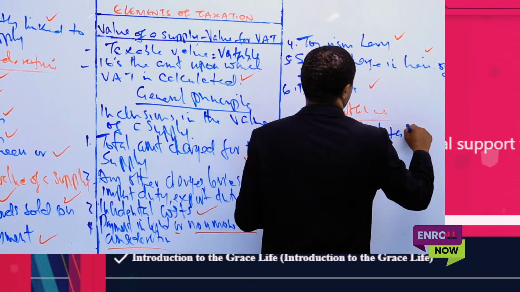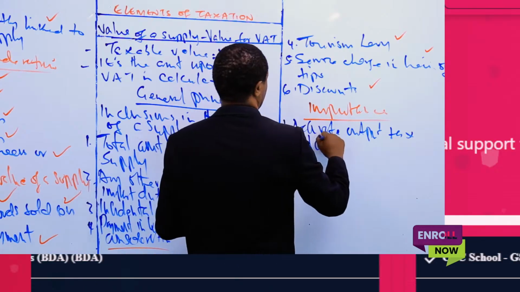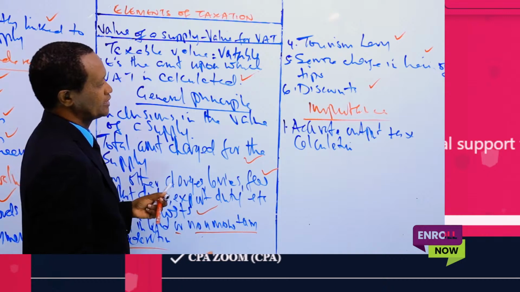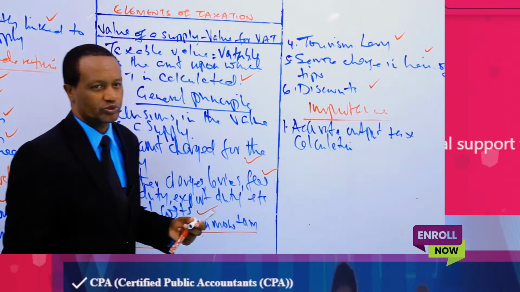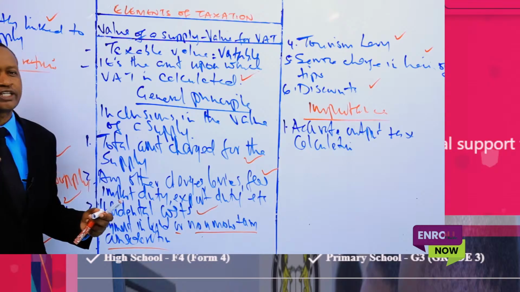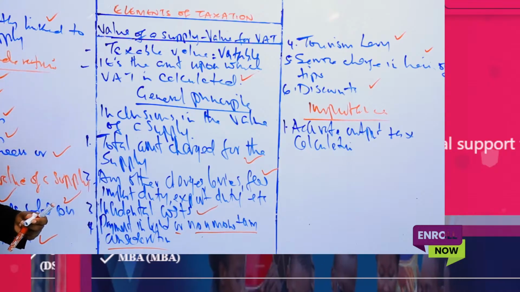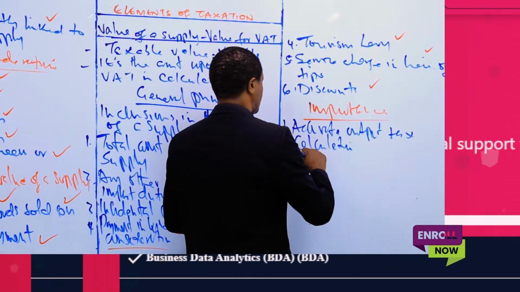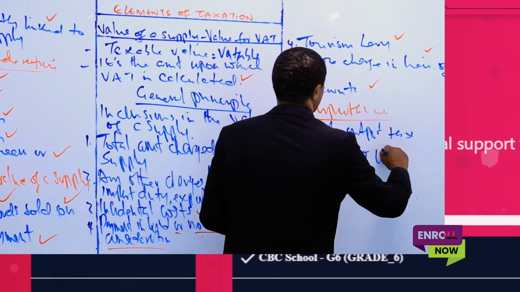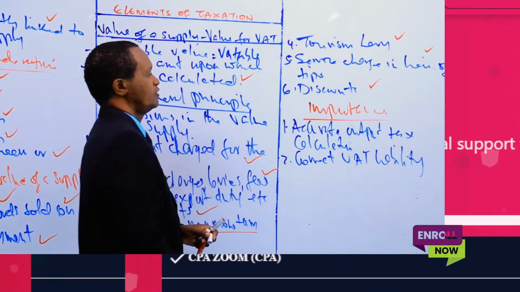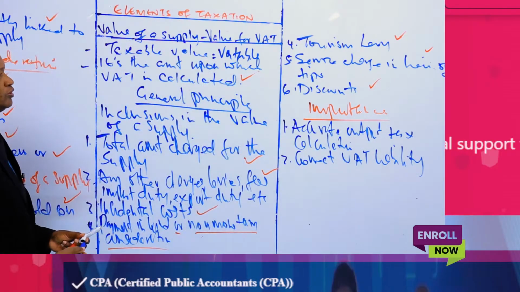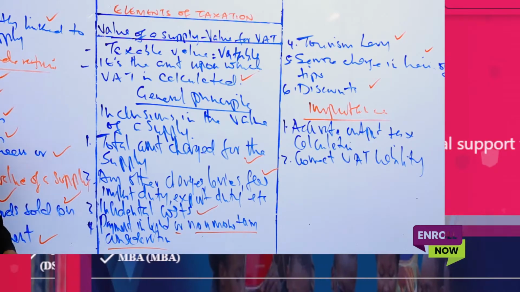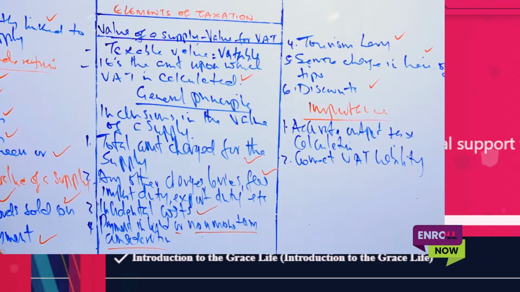The VATable value has to be accurate so that we can arrive at an accurate output tax calculation. It ensures the correct amount of VAT is charged to customers. It also gives rise to correct VAT liability. If the VATable value or the value of a supply is accurate, then the VAT liability will also be correct. It impacts the total VAT due to KRA.